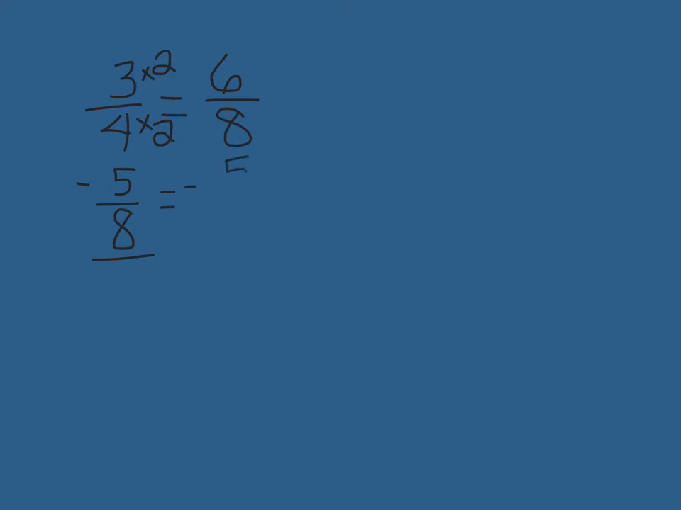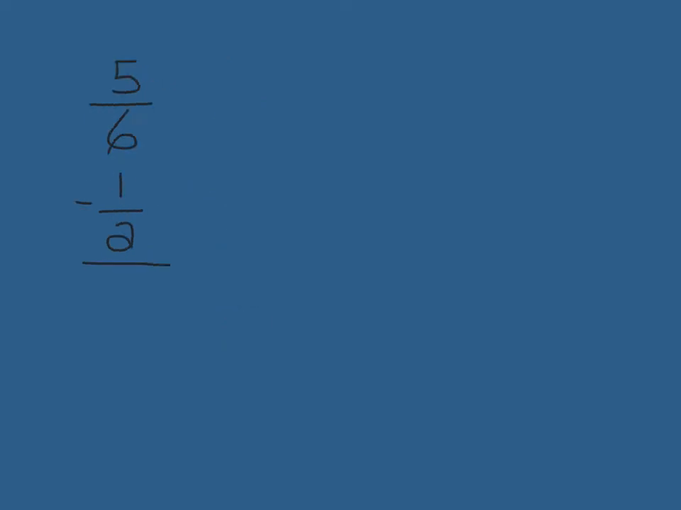I'm subtracting 5/8. So now all that's left is to subtract. 6 minus 5 equals 1. Bring down my denominator. 1/8 would be the answer for that one. Okay, go ahead and try 5/6 minus 1/2 on your own, and then come back and check your work.